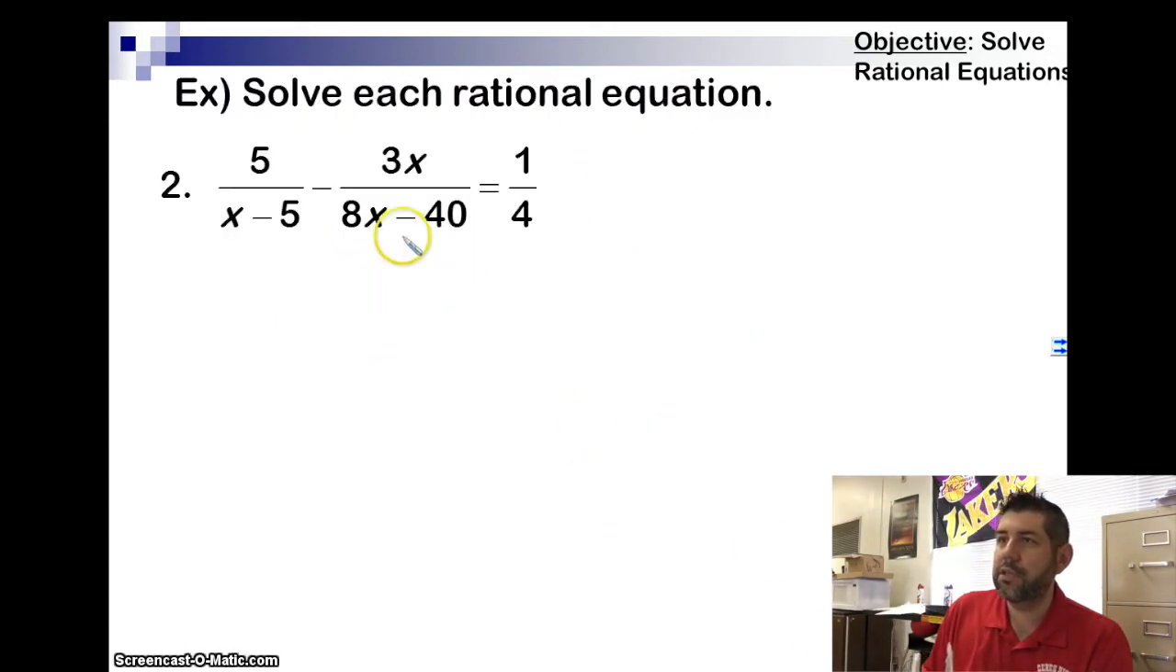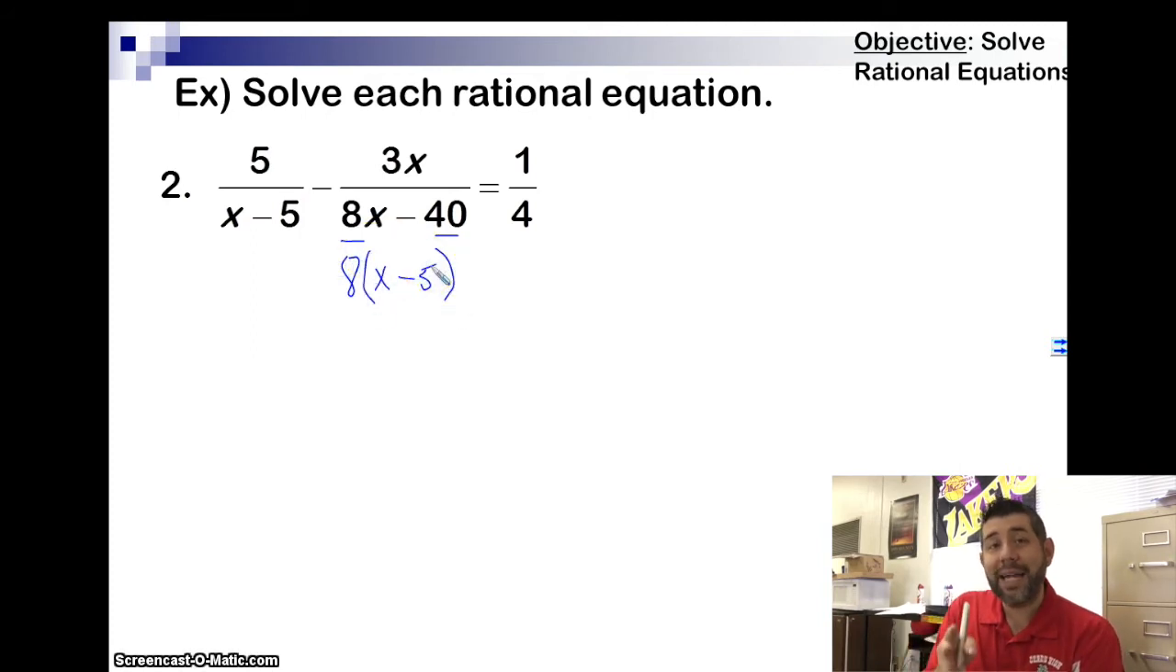Let's take a look at this one. Notice here, we're going to want to factor. Like I said, factoring is important, so we're going to have 8 times x minus 5. You can go back to thinking about the least common denominator. What does this one need that the other doesn't have? 8 is 2 times 4. So what I would need here is a 2 and a 4, so I would have 2 times 4, 2 times 4, top and bottom.